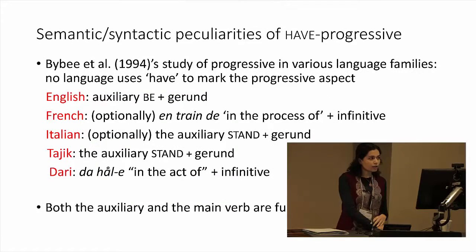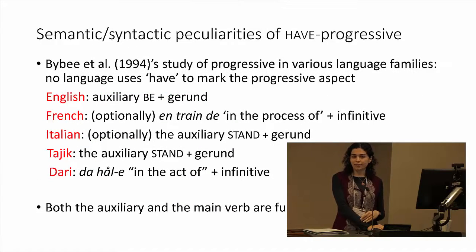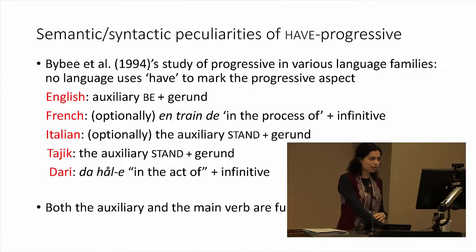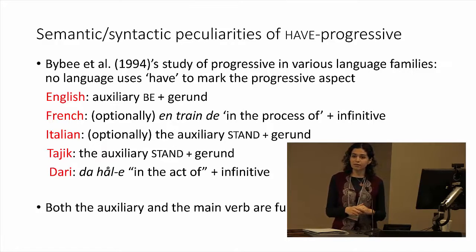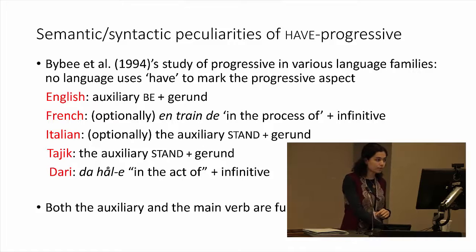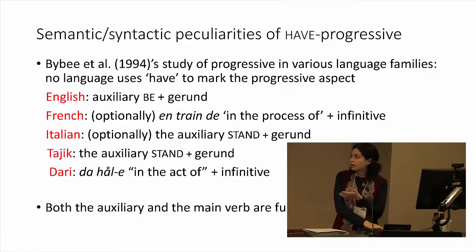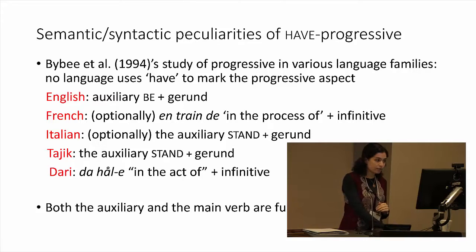Now, there are semantic and syntactic peculiarities about this construction. As far as semantics is concerned, for example, if we look at Bybee et al. 1994 study of progressive in various language families, we see that none of those languages use the auxiliary verb possessive have to express their progressive aspect. So, for example, if we look at some Indo-European languages, English, French, Italian, and also some Iranian languages, Tajik and Dari, none of them use the auxiliary verb have for their progressive aspect.